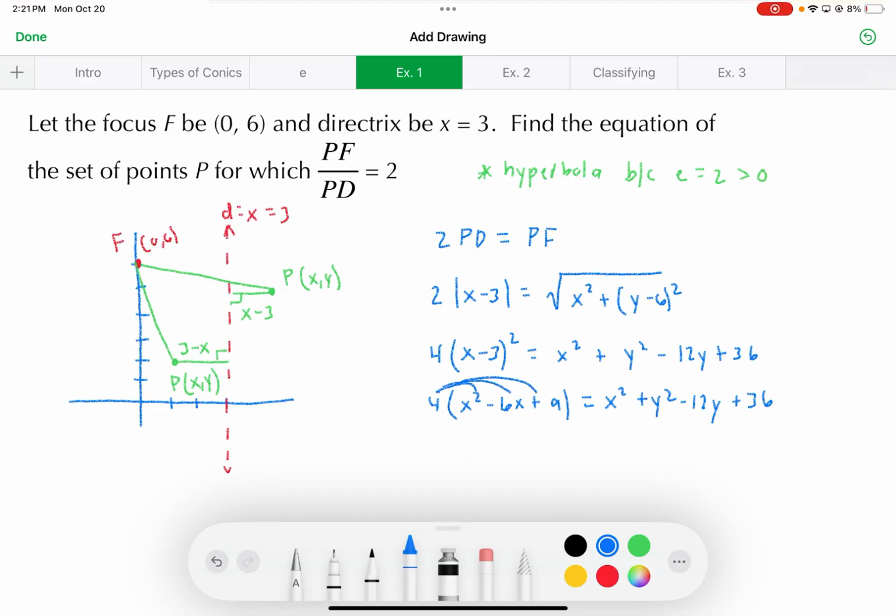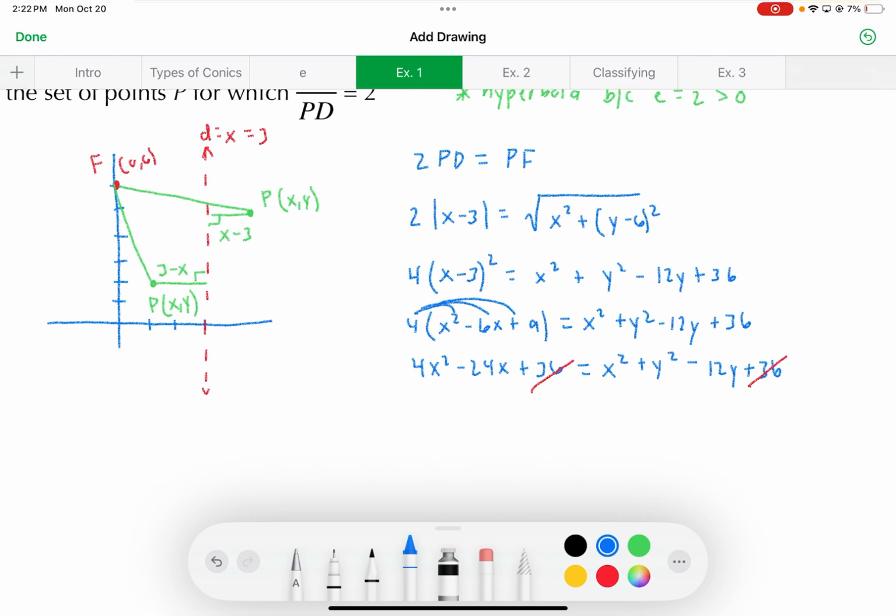Distribute the 4 through 4x squared minus 24x plus 36. Okay, those are going to cancel out. And then I think I want to move everything to one side here. So let's make this 3x squared minus 24x minus y squared plus 12y equals 0.